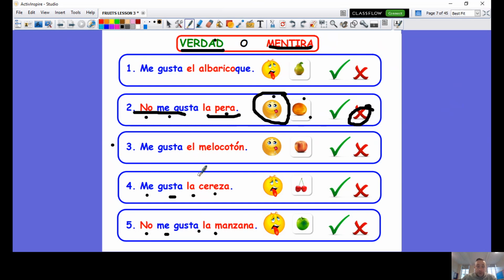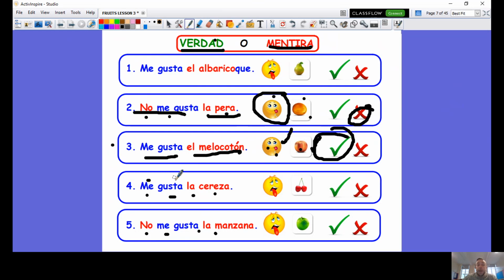Muy bien. Let's have a little look at number 3. It says, me gusta el melocotón. Is that a me gusta face? Yes. Is that a melocotón? Yes. So me gusta el melocotón. That's the face. That's the fruit. This is verdad. It's true.